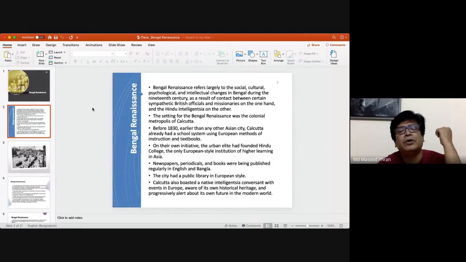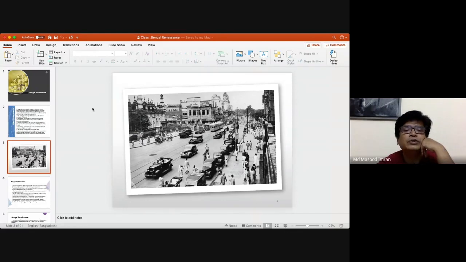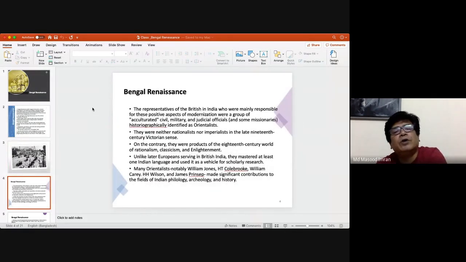I already showed you this picture. The representatives of the British in India who were mainly responsible for these positive aspects of modernization were a group of acculturated civil, military, and judicial officials and some missionaries, historiographically identified as Orientalists. So who were the Orientalists? They were educated people who at that time were very progressive among the British and Europeans, not that much aligned with British nationalism or Europeanism, and very fond of modernity and enlightenment. Those people became Orientalists through their works.